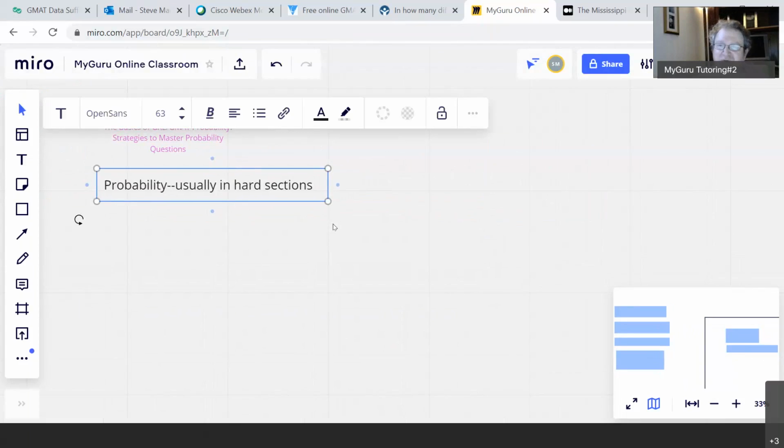So what I want to do first is go over general test strategies for handling probability. Then we'll get into some of the fundamentals, what you're going to be looking for, and then how you're going to tackle those in the context of real test questions. The first thing to keep in mind is that how you tackle probability questions is going to depend in part on how you're doing on the test.